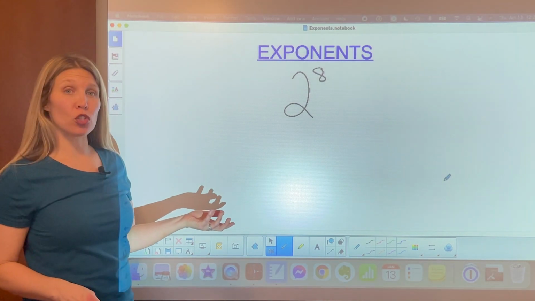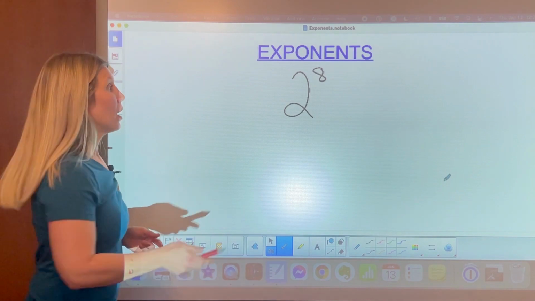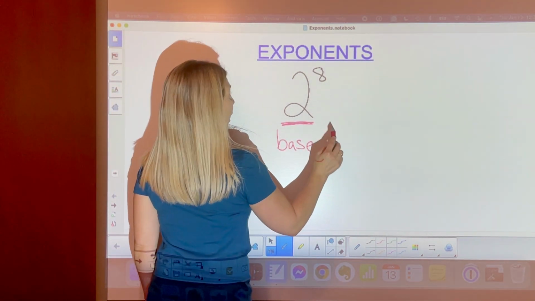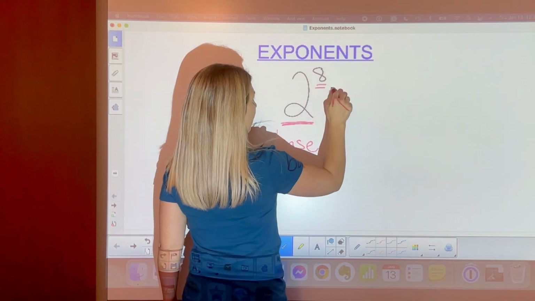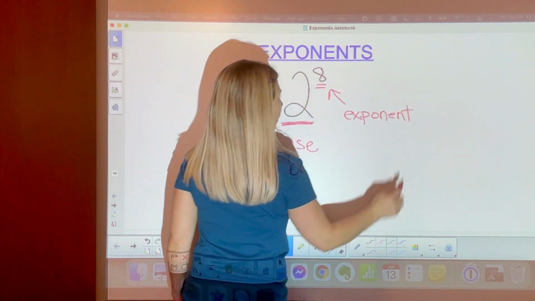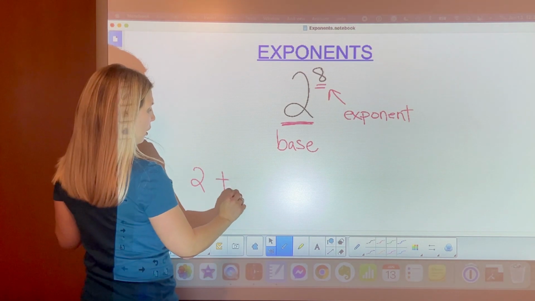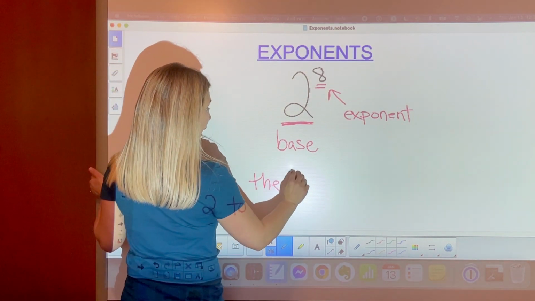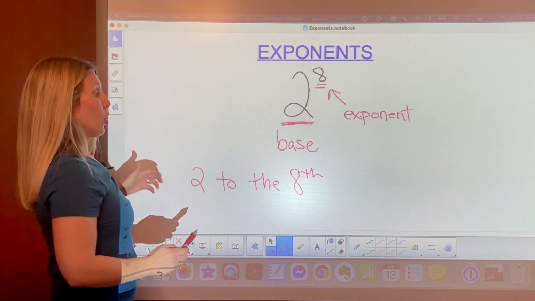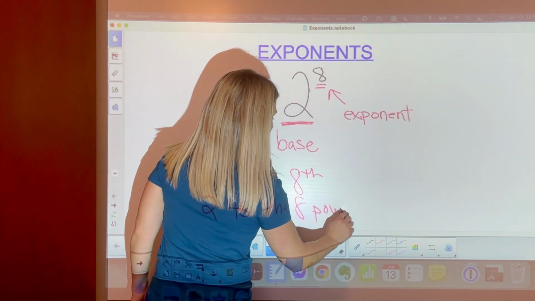When you have exponents, you'll notice there's usually two numbers, or sometimes a variable and a number. The big number right here is called your base, and the small one in the corner is called your exponent. The way that you would read this problem is 2 to the 8th. That's how you can read this, 2 to the 8th, or 2 to the 8th power. Sometimes it's called the 8th power.